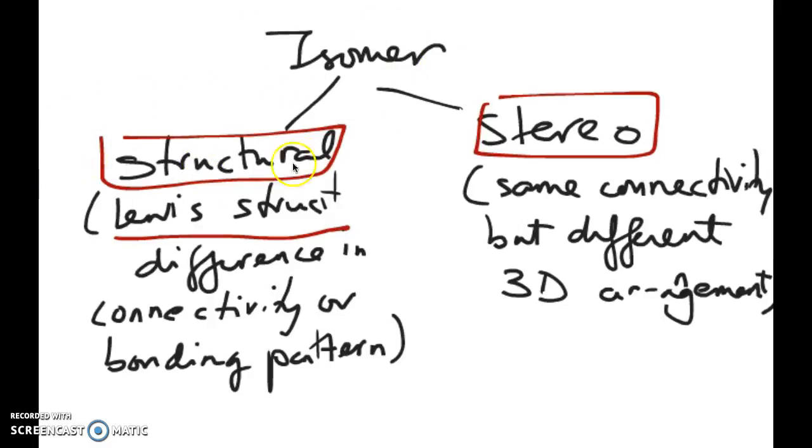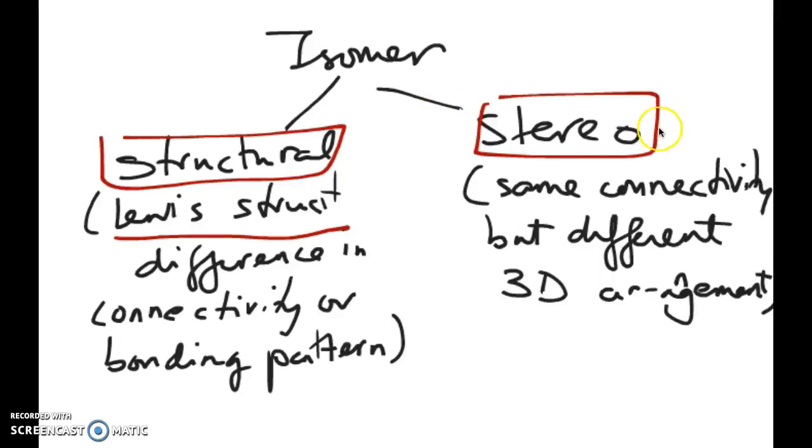We're going to have something called structural isomers, which is basically molecules that have the same formula. The chemical formula will be the same, as you'll see in some of the examples later on, but the Lewis structure of these molecules would be quite different. In other words, you'll see a difference in the way the atoms connect in the two different isomers.